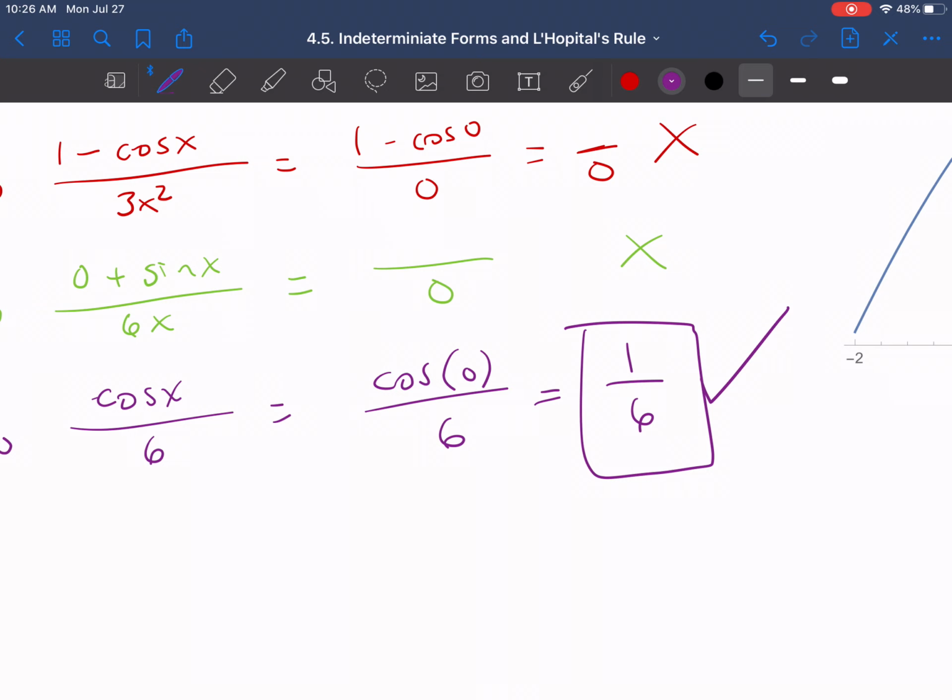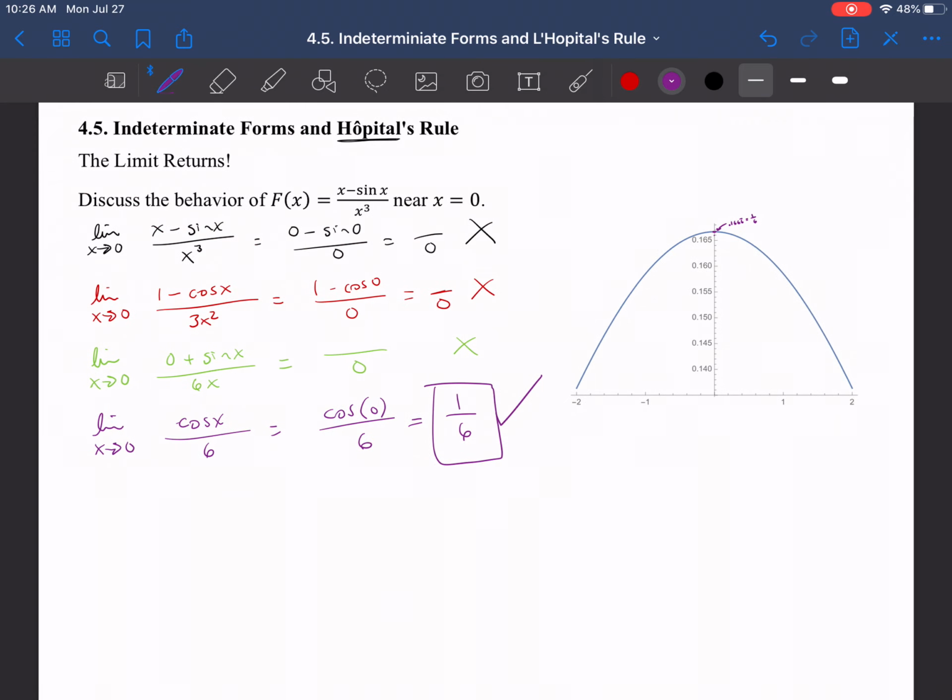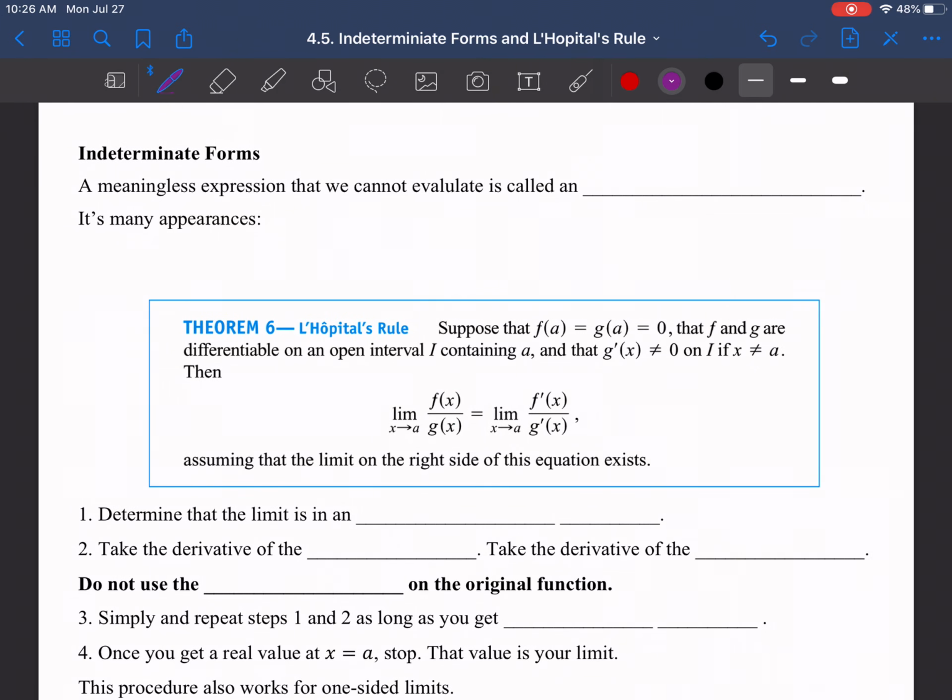So what we had before with this specific form that we started with was what is called an indeterminate form. Basically, it's a meaningless expression that we cannot evaluate, and it has many appearances. Some are 0 over 0, some infinity over infinity, or infinity times 0. So these are the kinds of indeterminate forms we get when we try to do the limit.